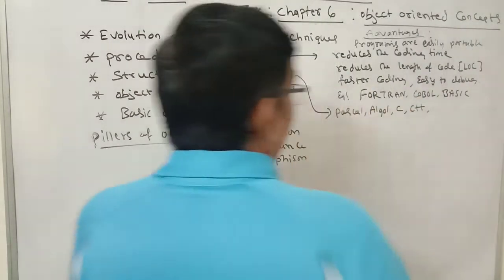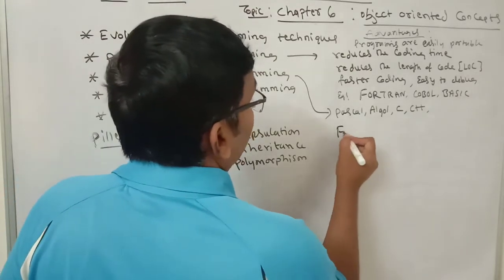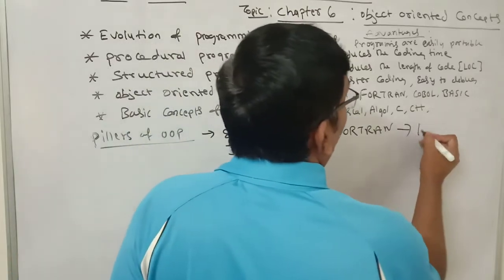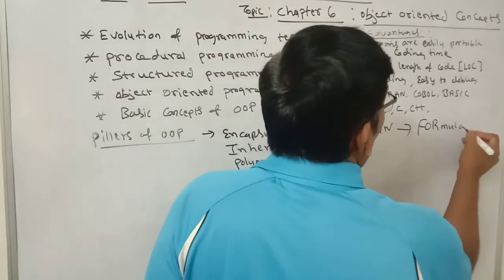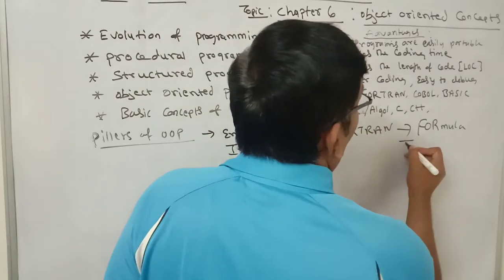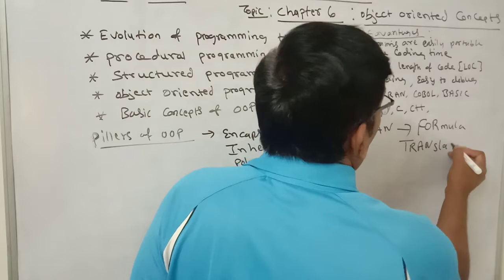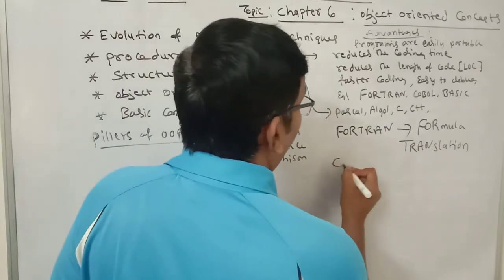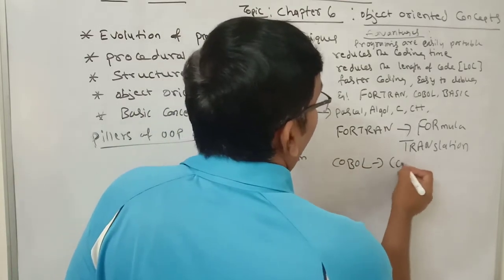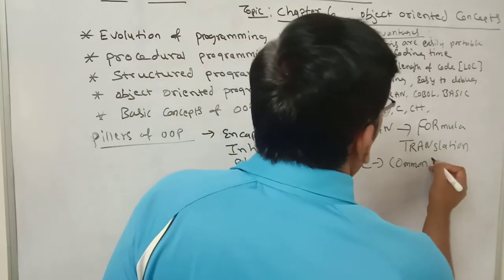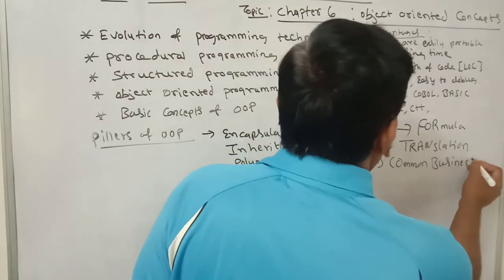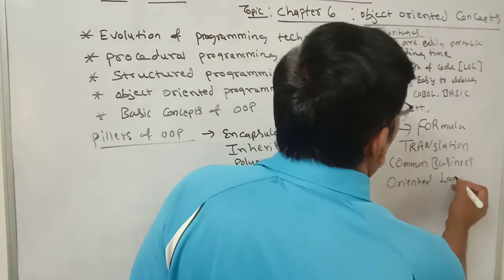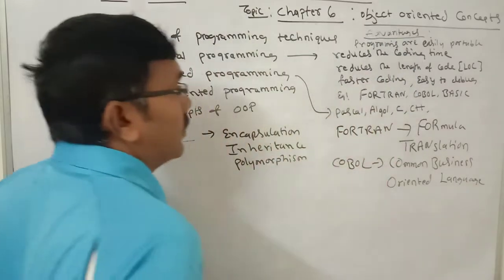Okay, so if they ask for expansion, Fortran. See, one more question, Fortran. Okay, see, first three letters, formula, next four, translation. This is the full form of Fortran, formula translation. Next, COBOL, common business oriented language.